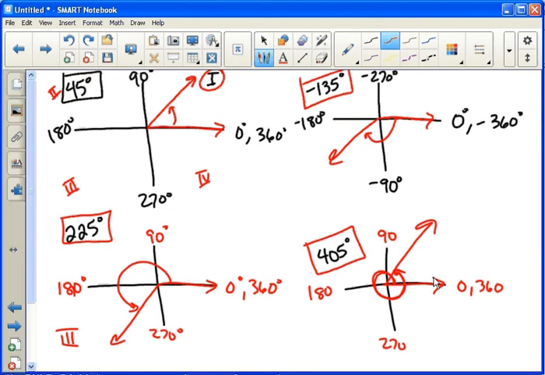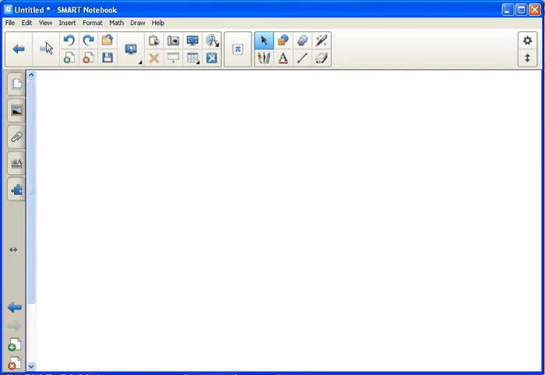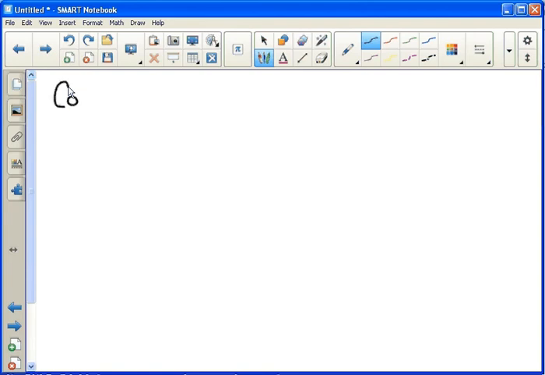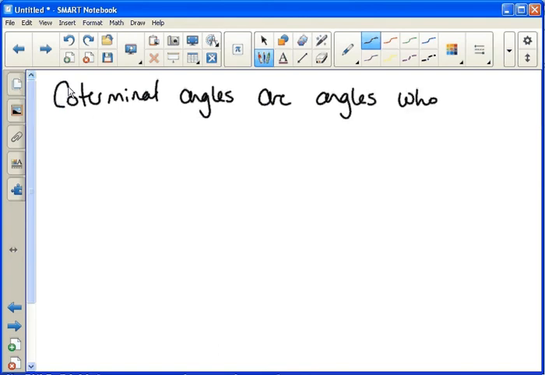Okay, so hopefully that gives you a good idea on how to draw them. The next part we need to talk about is something called coterminal angles. Okay, coterminal angles are angles whose terminal sides are at the same place.